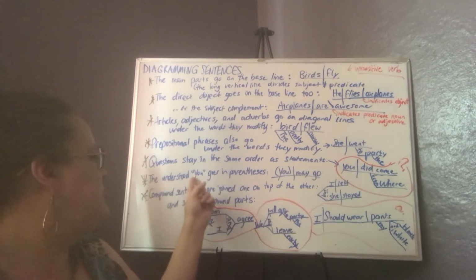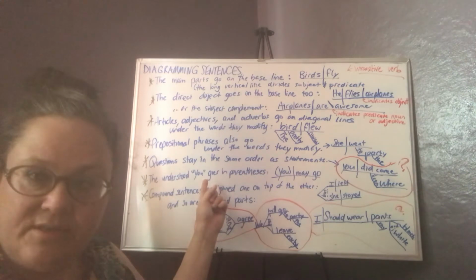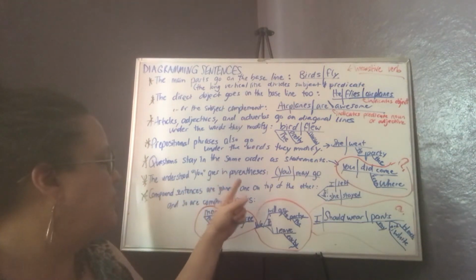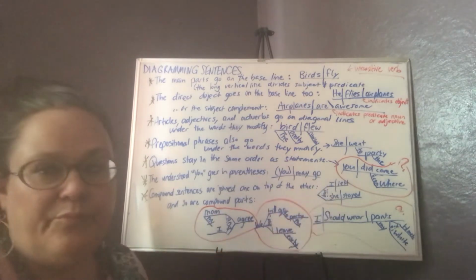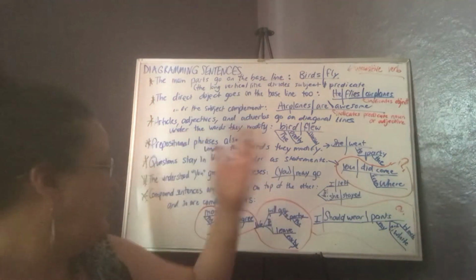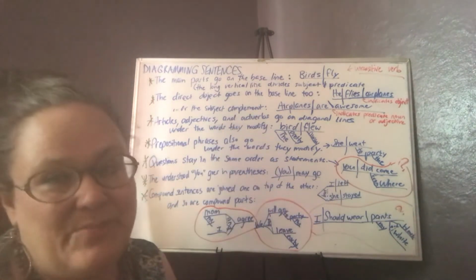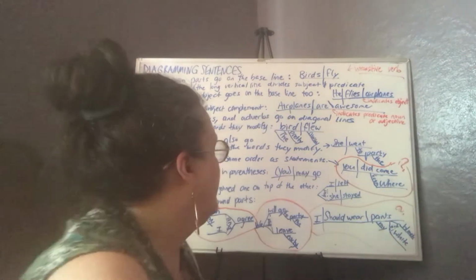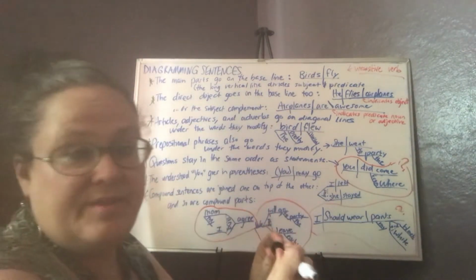And the understood you in imperative sentences only in English. The understood you goes in parentheses. You may go, my famous sentence. You here is, this is actually not an understood you in that sentence, you may go. So let's see, I made a mistake. And so let's make a sentence with an understood you.